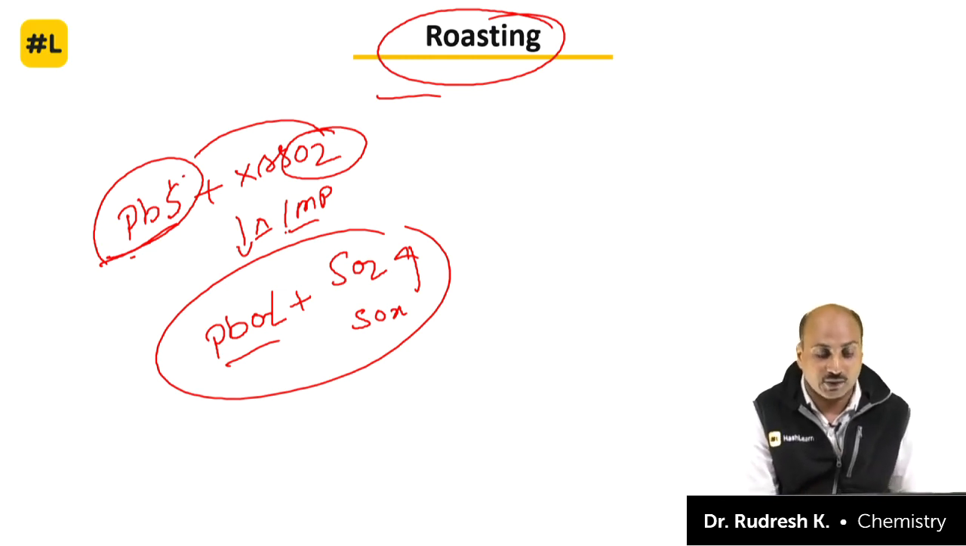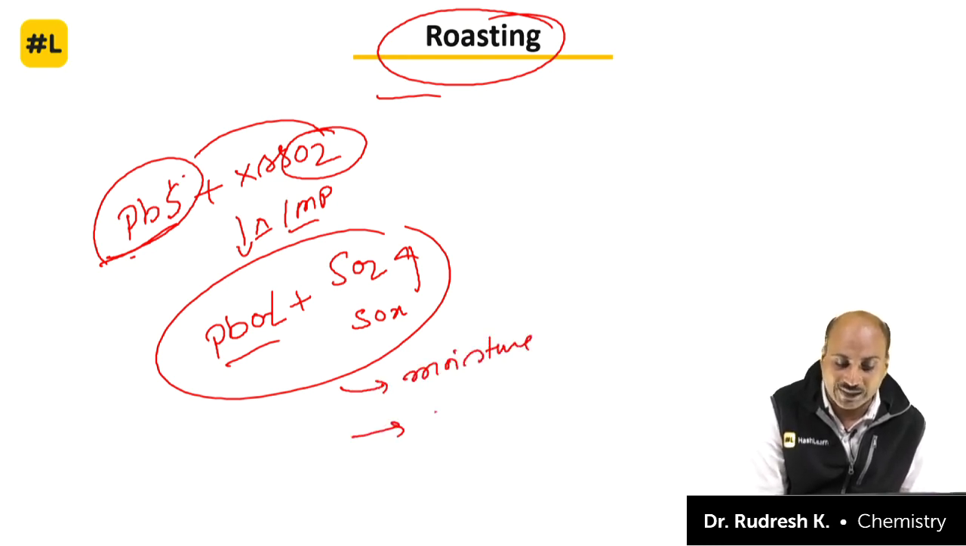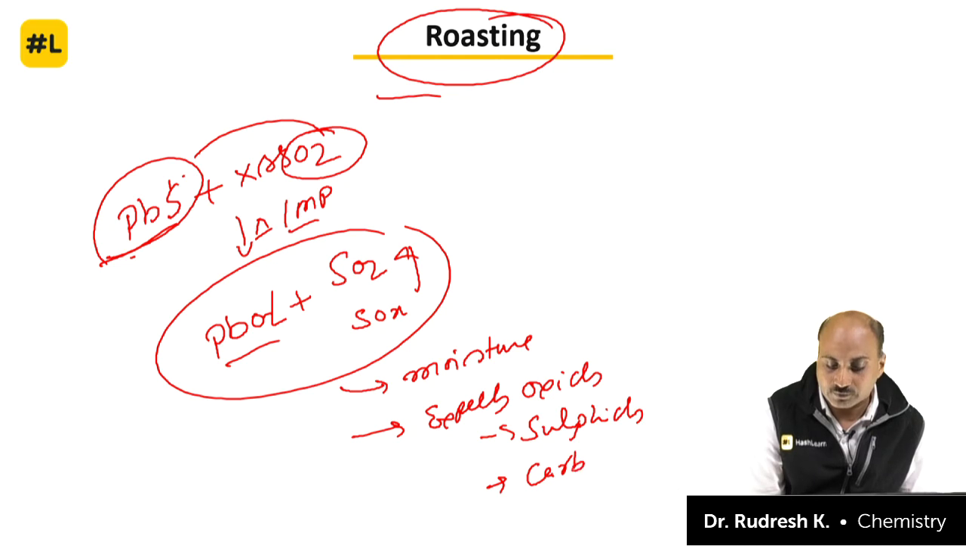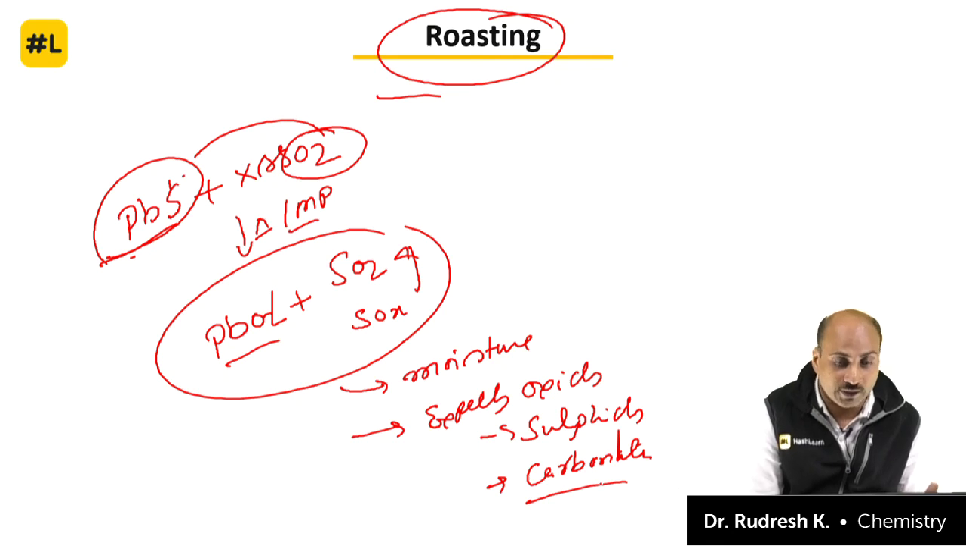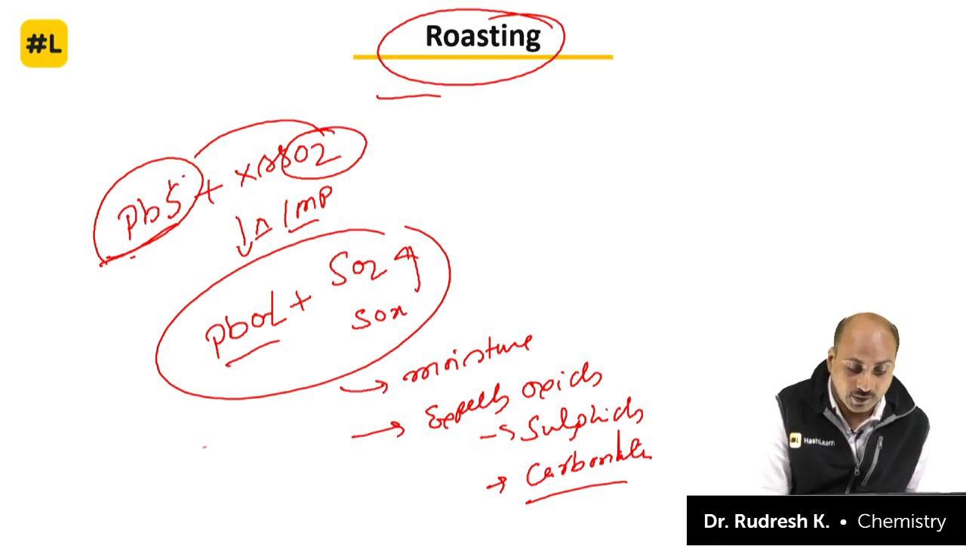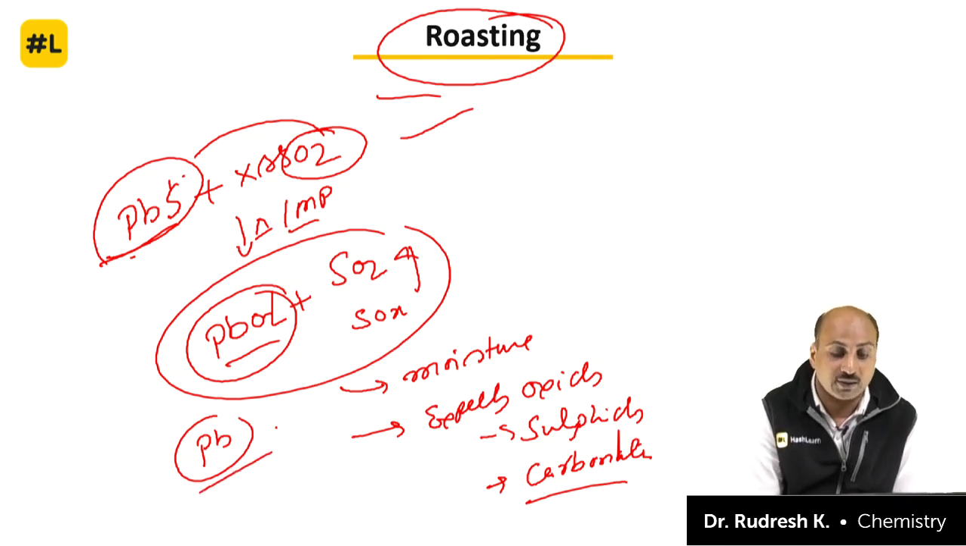It removes moisture completely during the process of roasting and it expels unwanted oxides, sulfides, and carbonates. Thereby your ore, the concentrated ore I am talking about, will become richer in the metal. So the roasting process is done in order to get the pulverized, amorphous nature of the ore. That is the reason roasting is done.